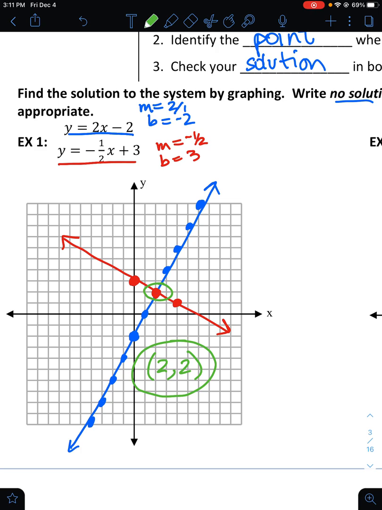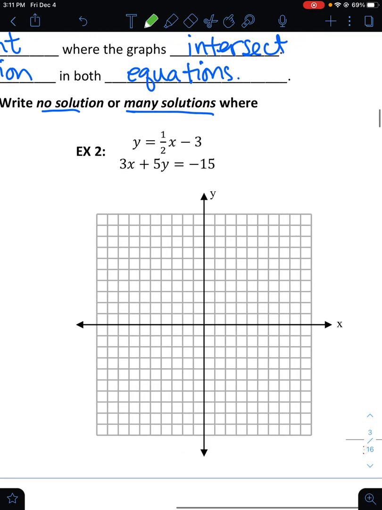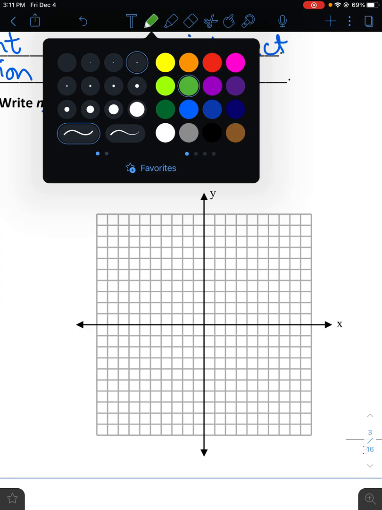And that's it. So number 1, we have to be able to graph. Number 2, we're looking for that intersection point. And if there's not one, then it's either a no solution or infinitely many. Okay, I would like to do number 2 with you because I want to point out another method of graphing.